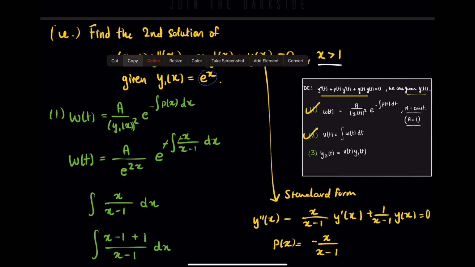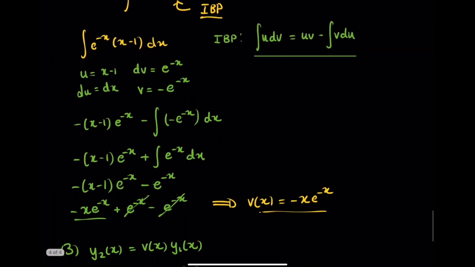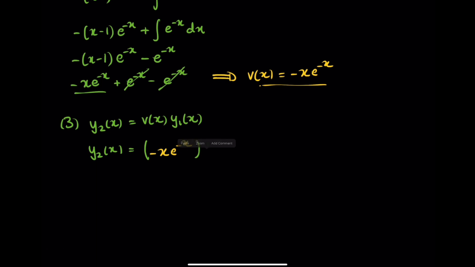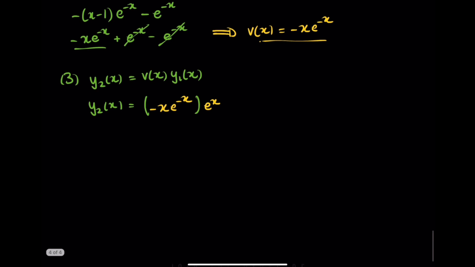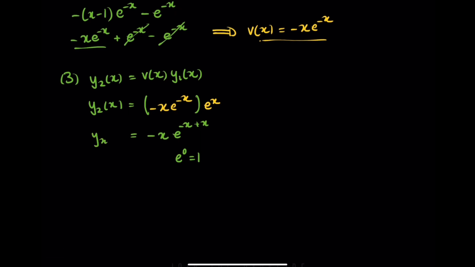So there you go. From here we can combine the exponents and we get e to the 0, and e to the 0 equals 1. So therefore y2(x) just equals minus x.